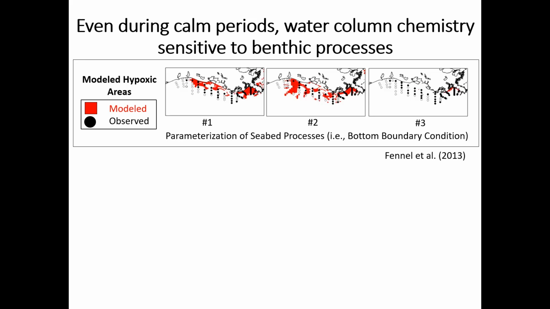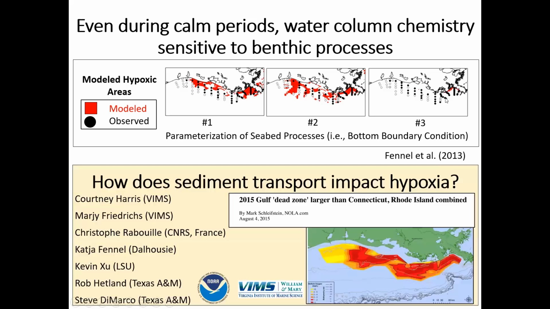So if you don't know anything about the site or you don't have a lot of measurements, these 3 choices she made would all be reasonable things to do. But depending on how you parameterize it, you can get very different estimates of hypoxia. These low oxygen areas can vary in where they occur, as well as the sheer magnitude of the oxygen consumption and low oxygen concentrations. And so this is what motivated us to look in more detail at how sediment transport in that bottom boundary layer is impacting oxygen consumption.